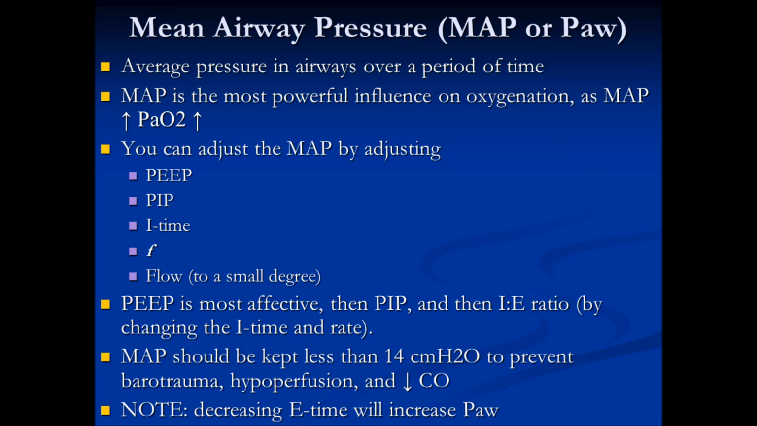And the way that the IE ratio is effective in adjusting your MAP is because your IE ratio is a component of your I time and your rate. So if you change either one of those, you will change your IE ratio, which will then change your MAP. MAP should be kept less than 14 centimeters of water, and this will help prevent barotrauma. It also helps with hypoperfusion.